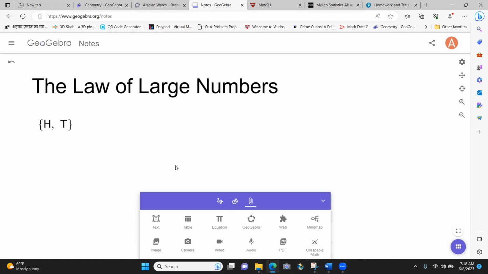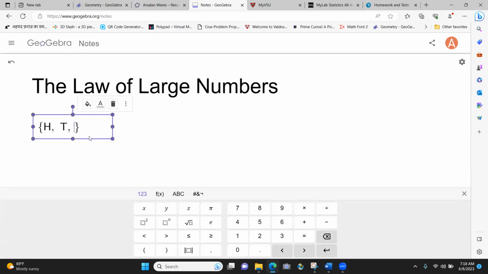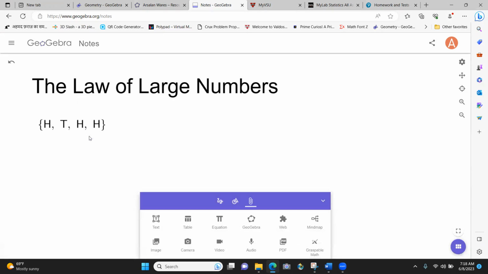So this works for large numbers. It doesn't work for small numbers. If you toss a coin 4 times, you might get head, tail, head, and head. That doesn't mean the probability of getting a tail is 1 out of 4. That doesn't mean the probability of getting a head is 3 out of 4. Okay. If you get a tail once and a head 3 times, it doesn't mean the probabilities are off. It simply means probabilities work for large numbers.